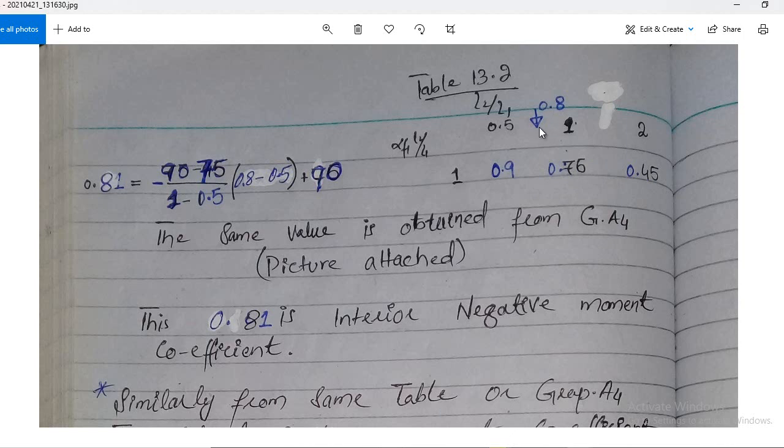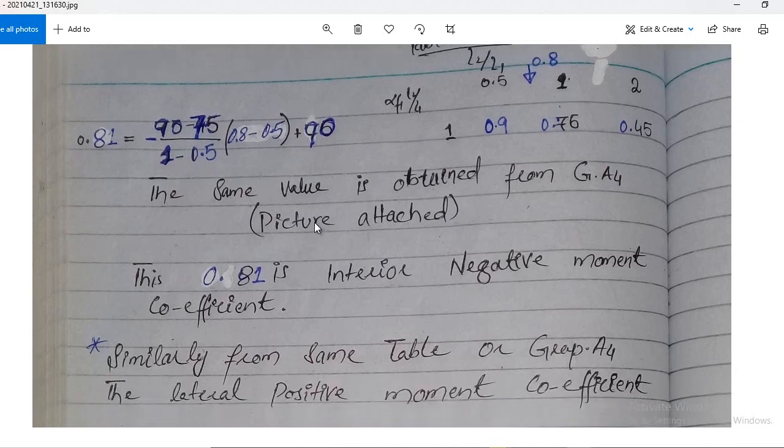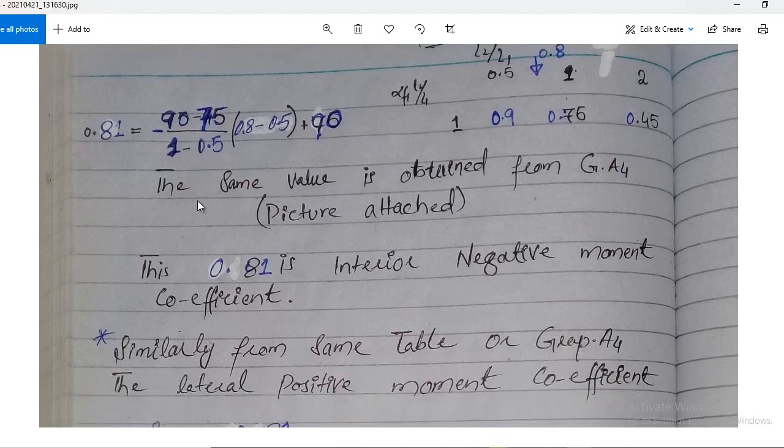Now you have to interpolate the value which corresponds to 0.8. So you have to use the interpolation formula, and you got your coefficient, that is 0.81. Okay, this is the interpolation formula. I already explained this interpolation formula. Now the same value is obtained from graph F4, as you already saw.